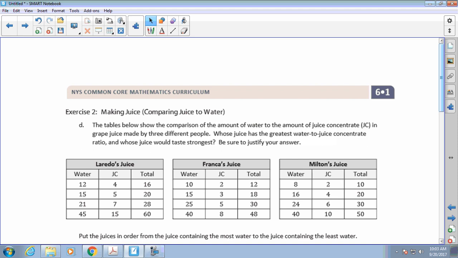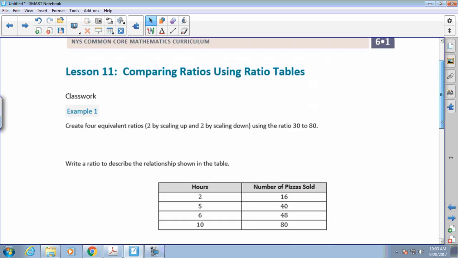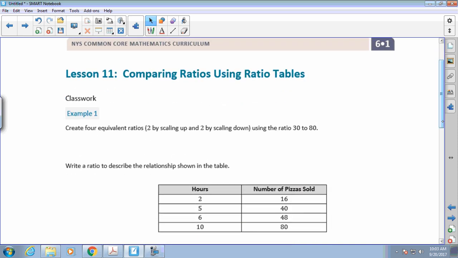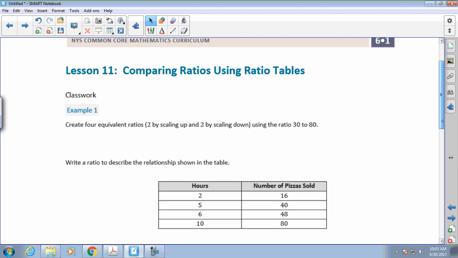All right, so we are going to go to that page, which is right here, comparing ratios using ratio tables. And we're going to do this by finding the value of each ratio table. So in case you missed that lesson, when we find the value of a ratio table, we are looking for the ratio that that entire table is based on. We are putting that in lowest terms. So as a fraction, it would be in simplest form or lowest terms.